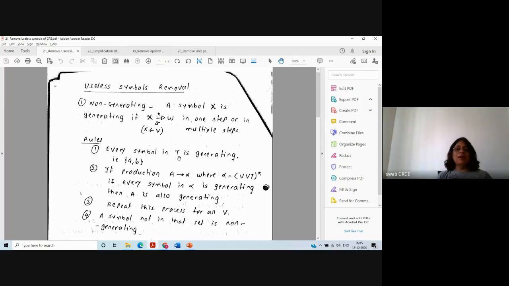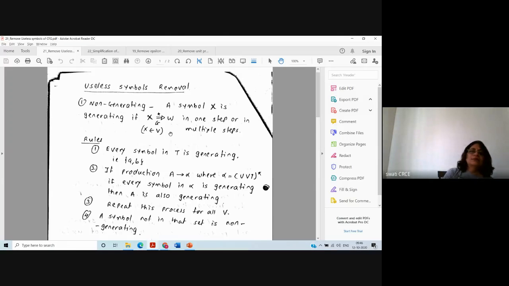The non-generating symbols belong to capital V. See here, remember, non-generating symbols belong to capital V. Means it is a variable. It is a capital letter. And how to identify it? Just remember the definition of generating symbols. Any symbol from capital V which is generating the symbol or string is called a generating symbol.